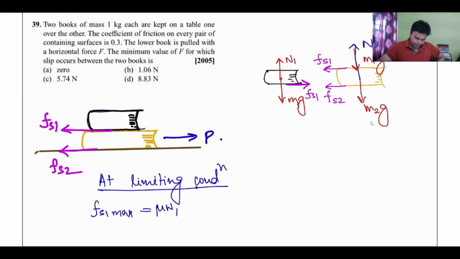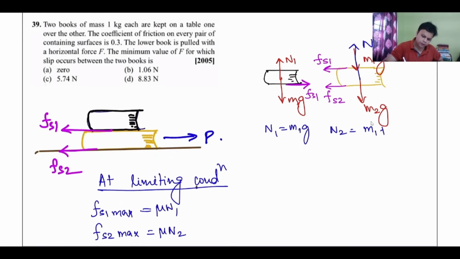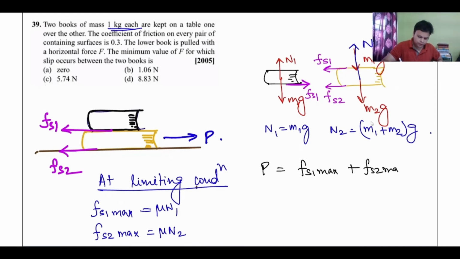Okay. At limiting condition, Fs1 max is equal to mu N1, and I can say Fs2 max is mu into N2. Can you find out what is N1? N1 is equal to m1g. What is N2? N2 is equal to (m1 plus m2)g. Both masses are given as 1 kg. So what will be the frictional force? Now P is equal to Fs1 max plus Fs2 max. Let me substitute the value. Let me consider m1 is equal to m2 is equal to 1.